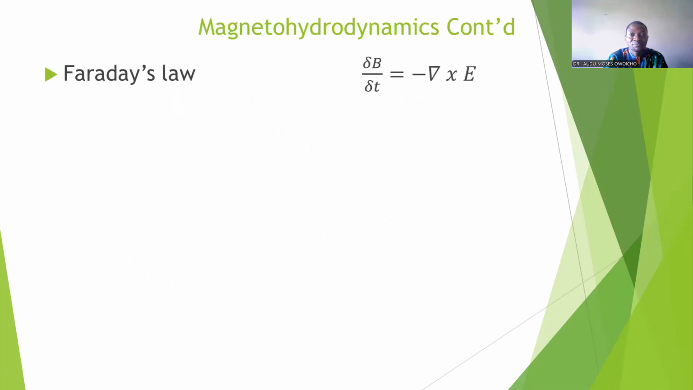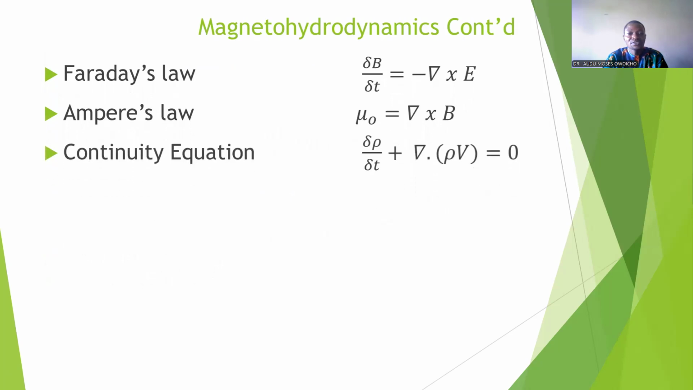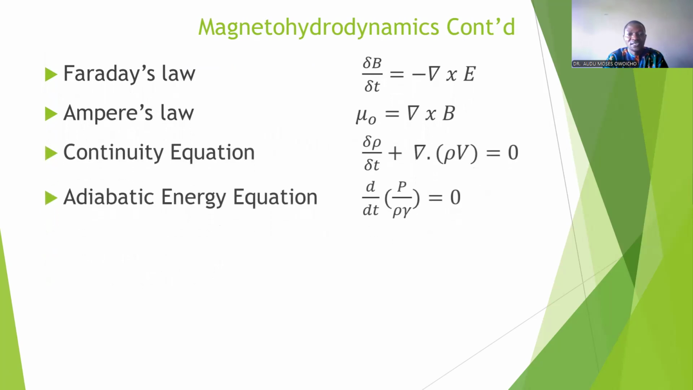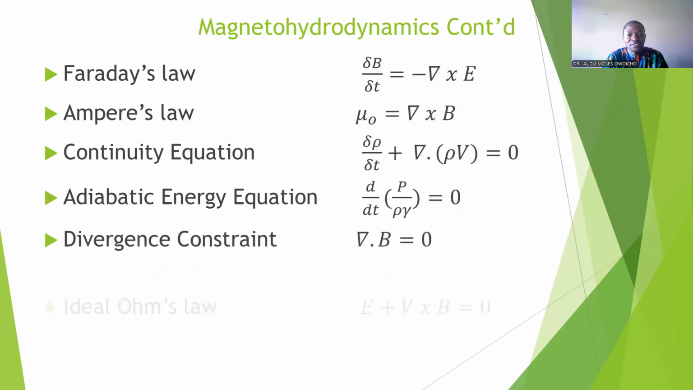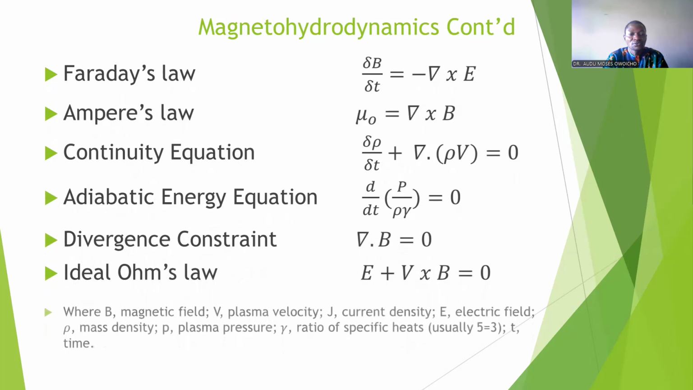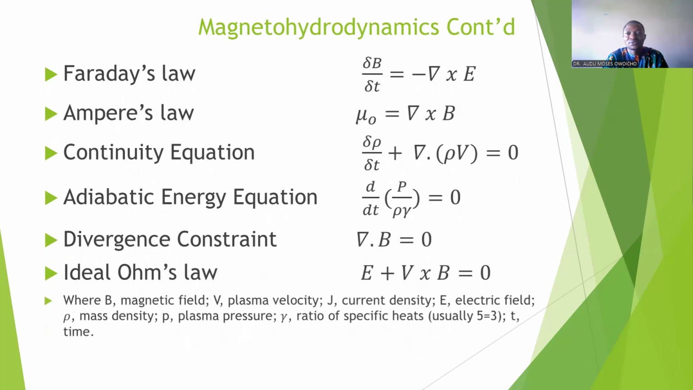Let's look at examples of magnetohydrodynamics. There are various examples. One of them is Faraday's law. And like we have said, magnetohydrodynamics consists of coupled equations of Faraday's law of electromagnetism and the Maxwell equations. So one of them is Faraday's law. Another one is Ampere's law. We have the continuity equation, the adiabatic energy equation, the divergence constraint, and the ideal Ohm's law. So these are the magnetohydrodynamics equations. In our next class, we will discuss magnetohydrodynamics in more detail, how these equations are derived, and how we can use them in practical applications.